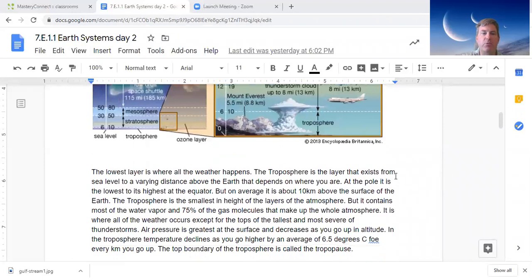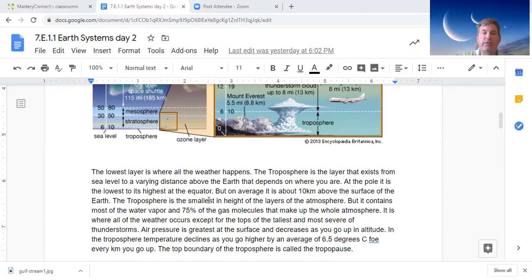So the lowest layer is where all the weather happens. It's called the troposphere. Right there's the name of it, troposphere. The troposphere is a layer that exists from the sea level to a varying distance above the Earth. It depends on where you are. At the pole, the top of the layer is the closest to the ground, and at the equator, it's the highest. But on average, it's about 10 kilometers. So when we say, hey, what's the top of the troposphere altitude-wise, you're going to say 10 kilometers. Or if you look at this map, it's about 6 miles. But we're going to try to keep things in metric here, so we're going to say 10 kilometers.